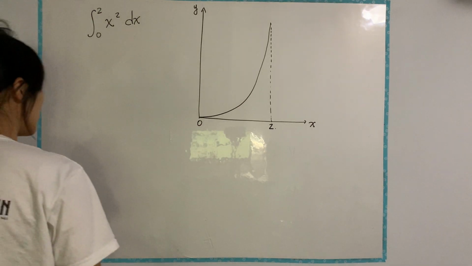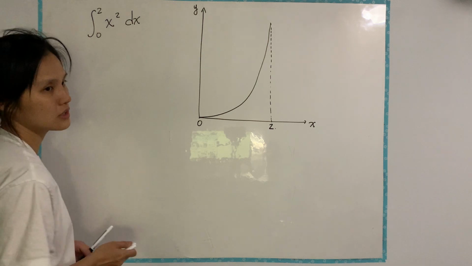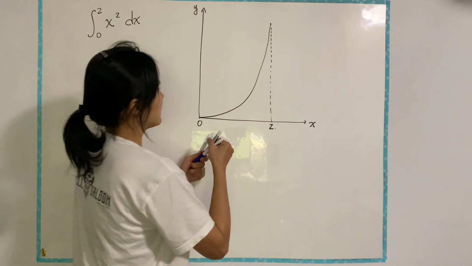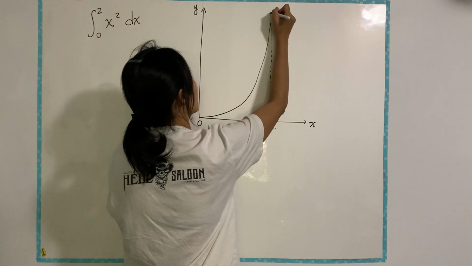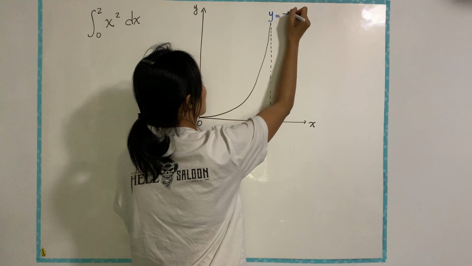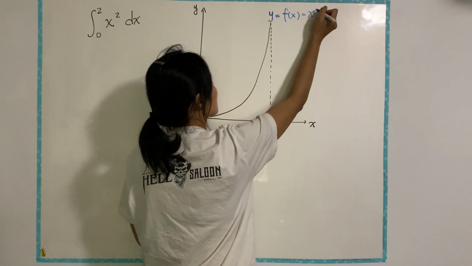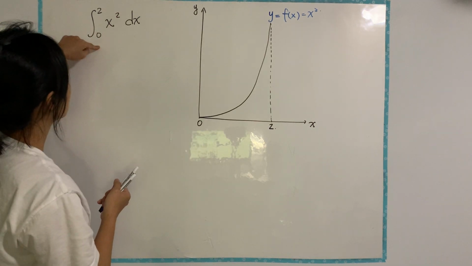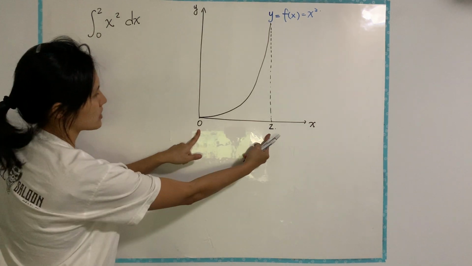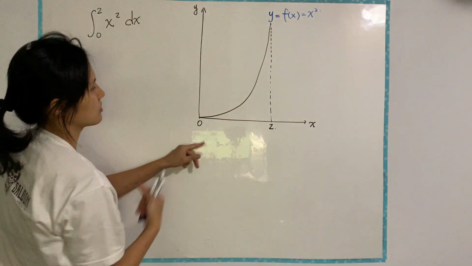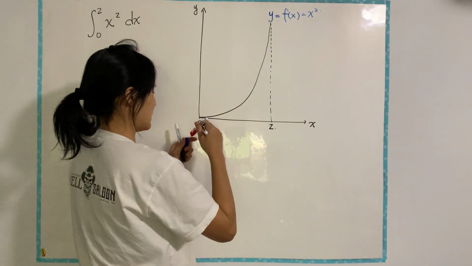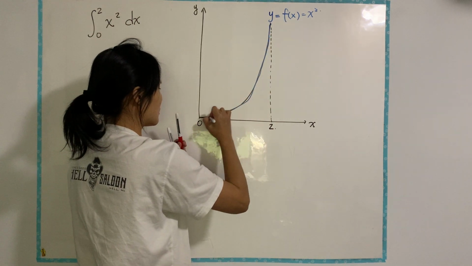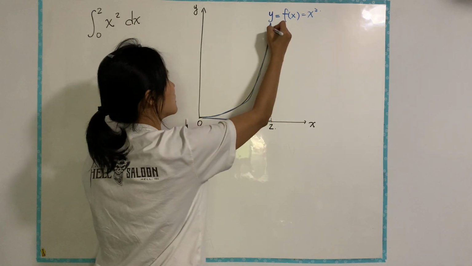Okay, so let's talk about Riemann sum and the definite integral. So this is a definite integral. It means the area under the function y equals f of x equals x squared. So this is the parabola over the interval 0, 2. So that's why I only put 0, 2. So the region that I care about is this. Okay.